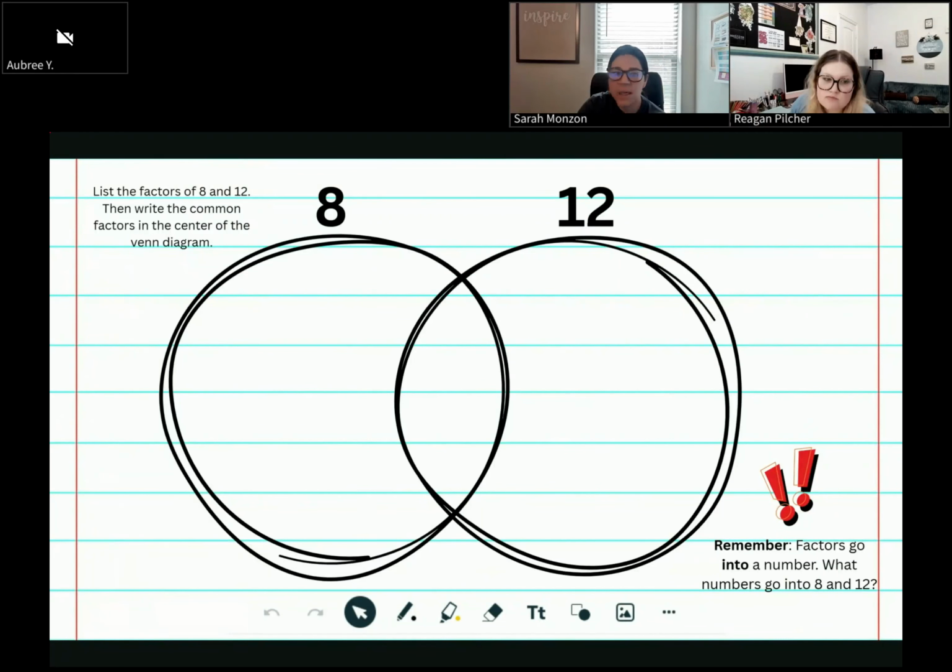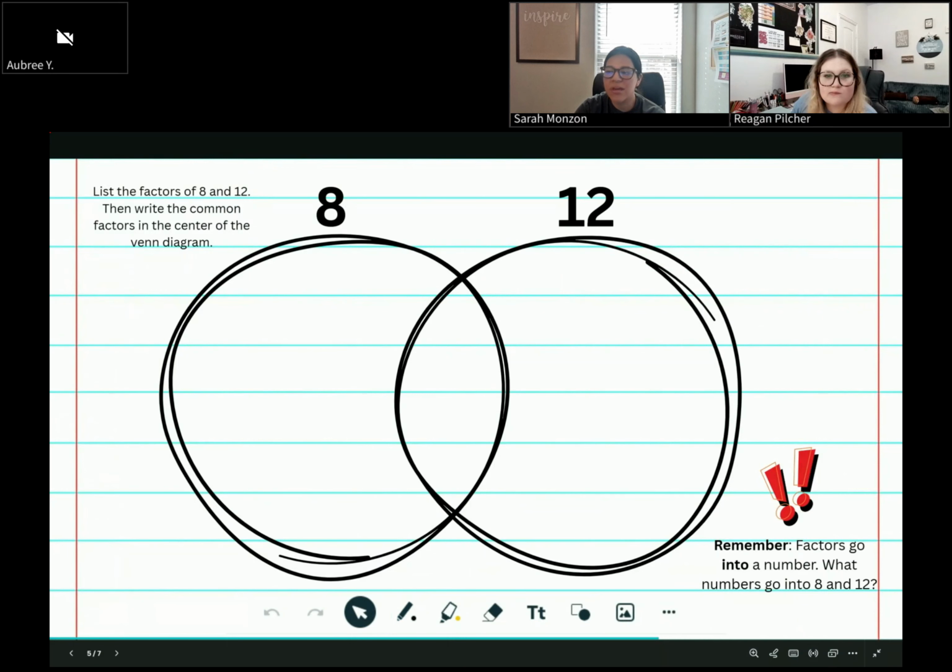Yeah, that's okay. So I put a couple of notes on here. We're listing the factors. Remember, factors go into a number. So at the bottom, you can see my little note. Factors go into a number. What numbers can evenly fit into 8 and 12? So I can get you started. And I see some of you have started. Keep going.